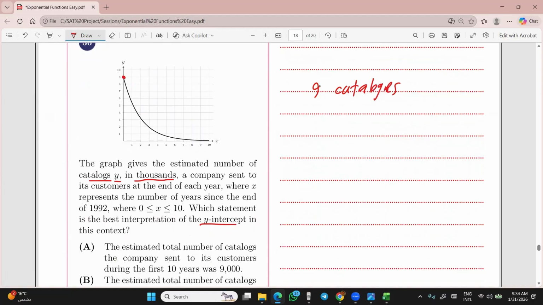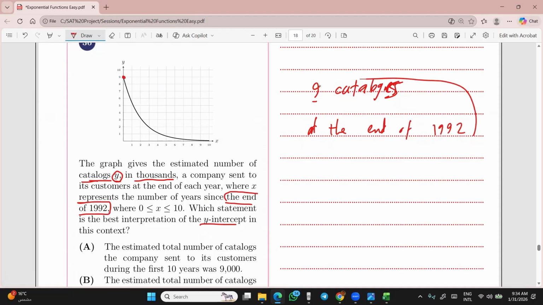But catalogs is just S. Why do we write 9 catalogs? Because 0 and 9, and 9 is Y, and the Y here is the catalogs. But this is at the beginning. Where at the beginning? At the beginning is the number of years since the end of 1992. So we can say at the end of 1992.